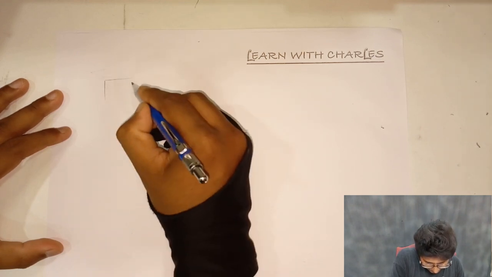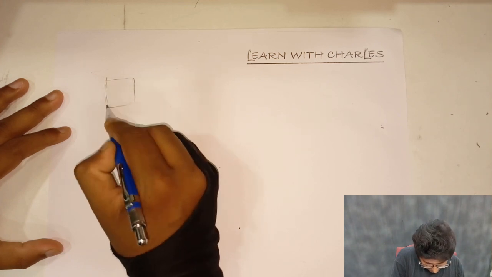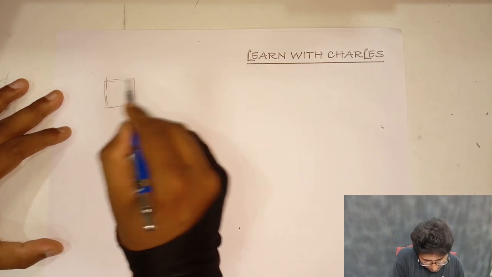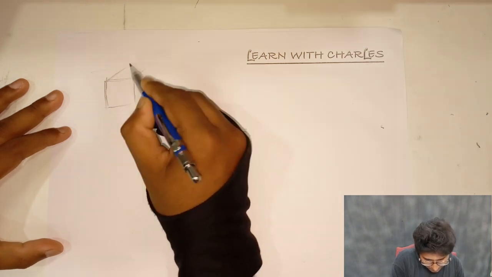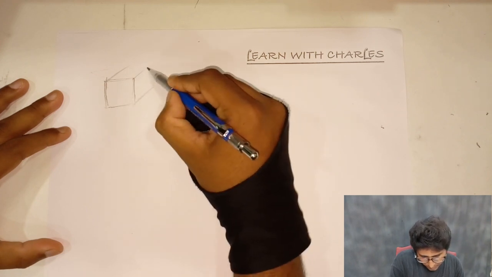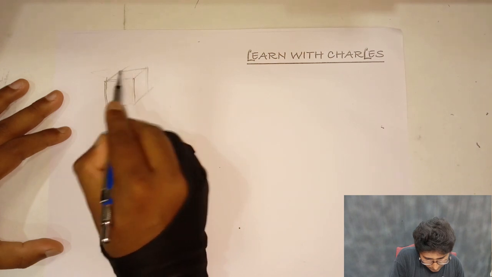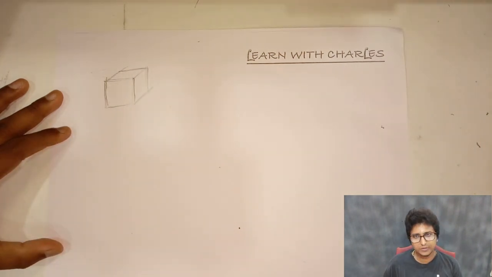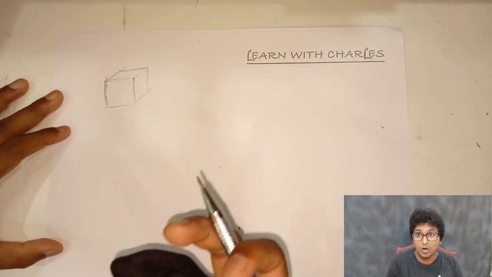Just start with the plane. This, and draw a line in any direction. Follow those lines and just try to make a perfect box. Square box. See? Let's try some other angles also.